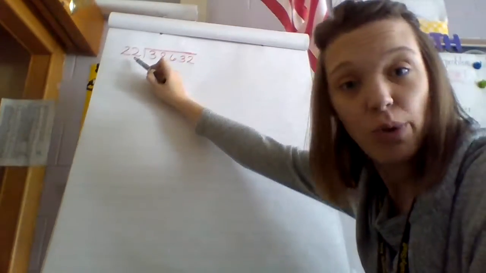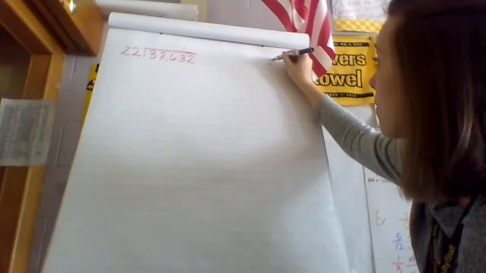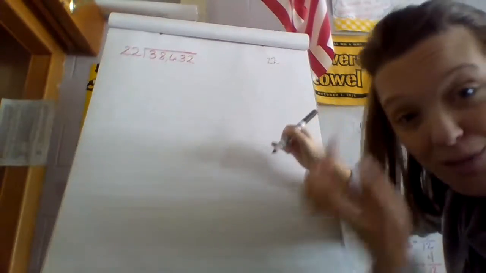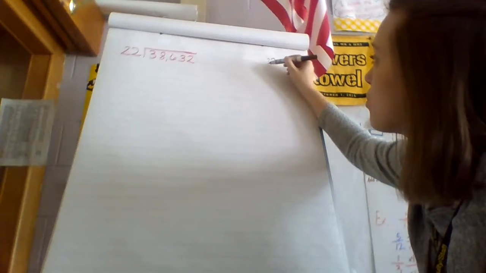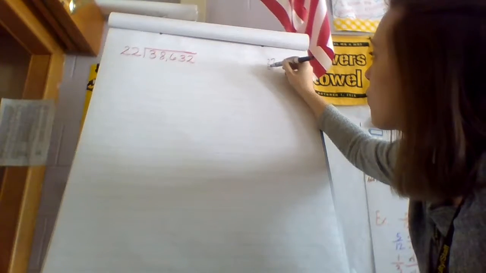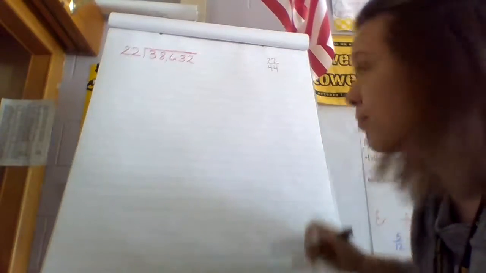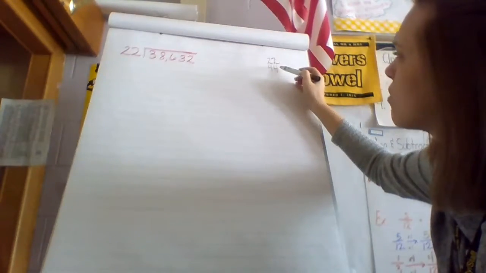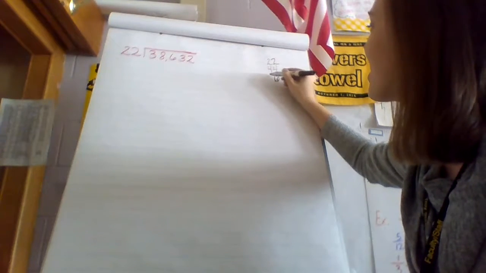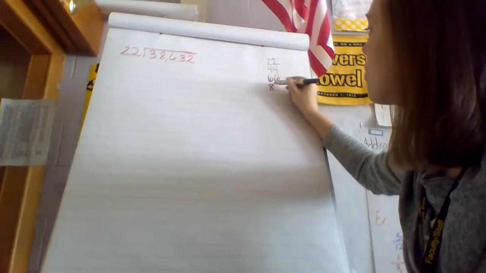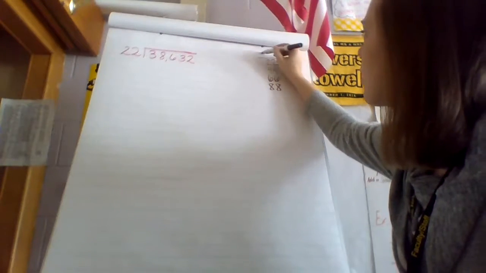My divisor is 22. So I'm just going to list my multiples of 22. So 22 times 1 is 22. 22 times 2 is 44. Skip counting is just repeated addition. So 22 plus 22 is 44, plus 22 is, oh my gosh, 66. Plus 22 is 88. And that should be enough for now, I think.